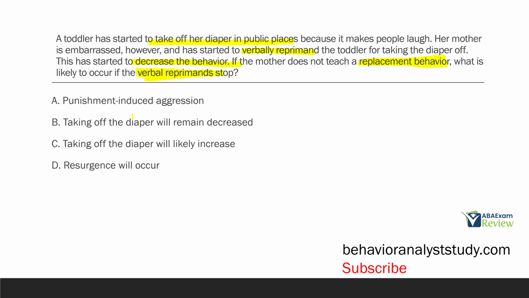What's likely to happen is C, taking off the diaper will likely increase. It's very likely we didn't teach a replacement. We stopped the punishment. Well, the function needs to be met, and so it's likely the behavior is going to come back. And then D, resurgence will occur. Why is D wrong? Well, resurgence is associated with extinction. If you're fluent, D is an automatic cross off. So what we're looking at here is a situation where we're punishing, we're not teaching replacement, we're withdrawing punishment. Therefore, the behavior that's being punished is very likely to come back.